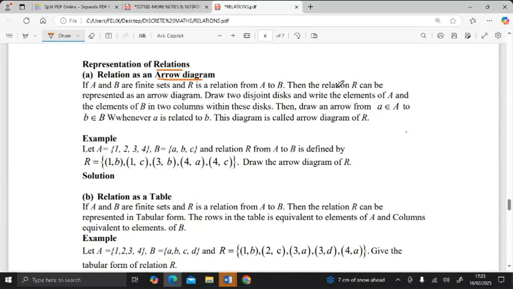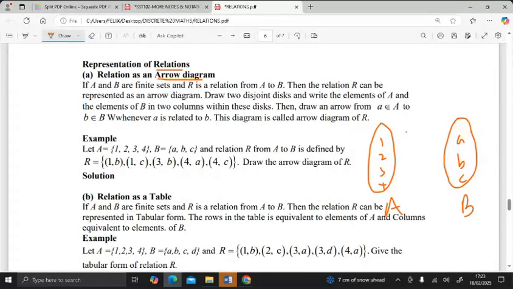Apparently I didn't draw this here. I had planned to take you through this in the lecture. Here we have A, so we have 1, 2, 3, 4, and then we have B, that is A, B, C. So this is set A, and this one is set B. And this relation here.